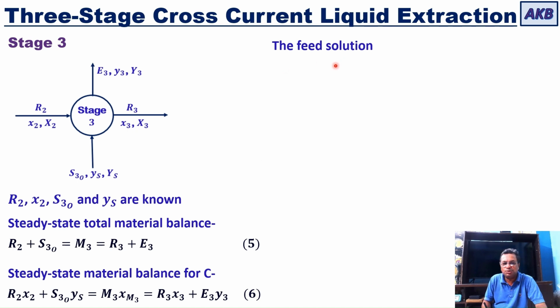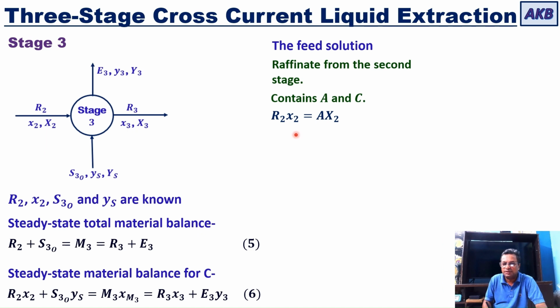Now the feed to stage number 3 is the raffinate that is obtained from the second stage, and it will be containing A and C in it, and previously we got this relationship, capital R2 into small x2 is equal to A into capital X2. Now let us look at the solvent that is added to stage number 3. So it contains B3 and C, and therefore S30 will be equal to B3 plus C.